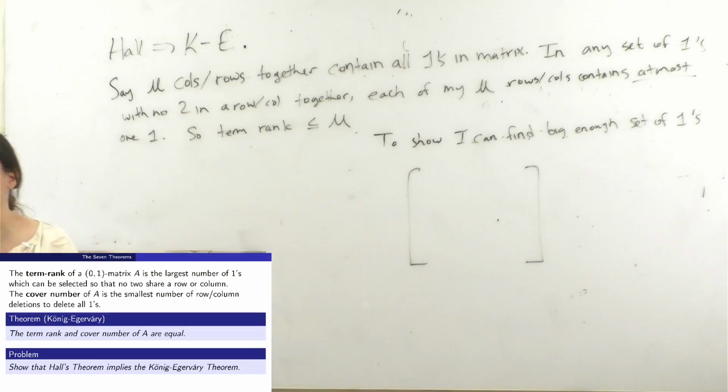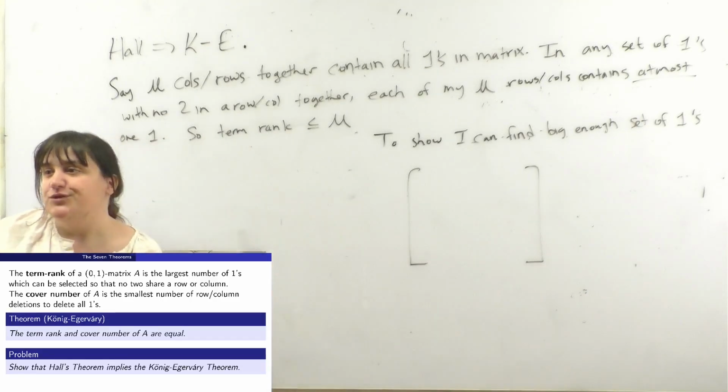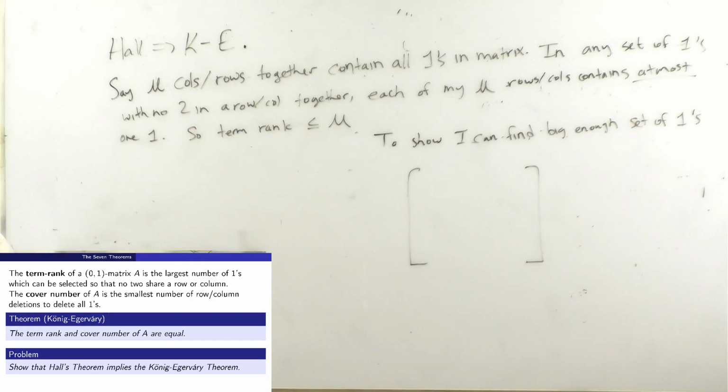I'm going to say something which hopefully you'll believe. If you play around with it for a second, you'll see that it's true, but it's a little bit annoying to write down, so I'm not going to. I can take my matrix and permute its rows and columns, and it's not going to change anything about how many columns I need to delete all my ones, and it's not going to change anything about my term rank.